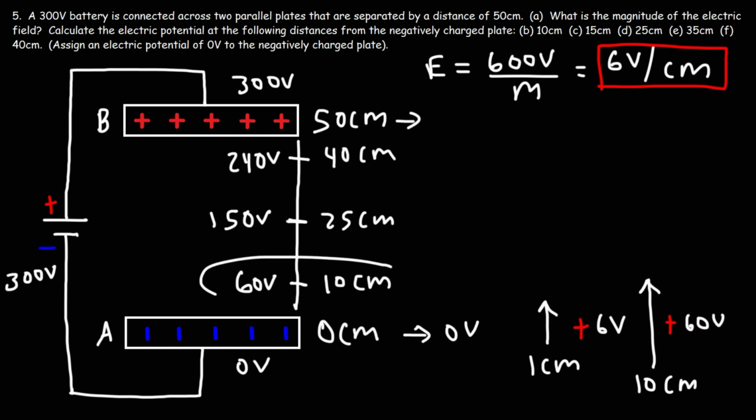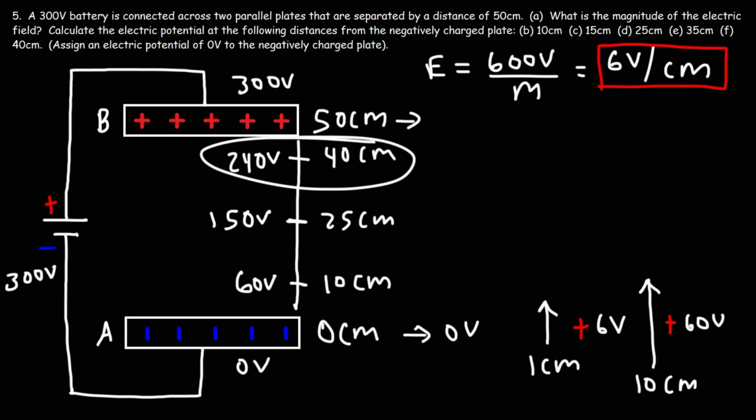So at 10 centimeters, we have a potential of 60 volts. At 20 centimeters, it's going to be 120. At 30 centimeters, it's 180. At 40, it's 240. And at 50, it's 300. So every time we move 10 centimeters away from the negatively charged plate, in this example, the potential is increasing by 60 volts. So that's what this tells us. 6 volts per centimeter or 60 volts per 10 centimeters.